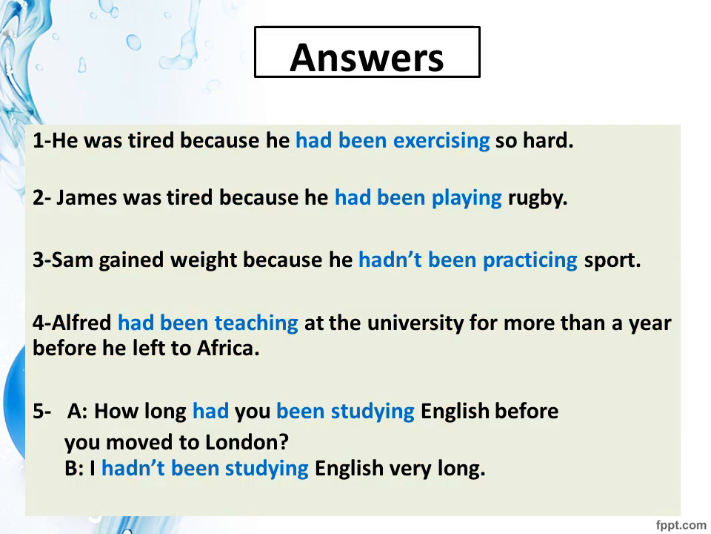Okay, here are the answers to the exercise. 1. He was tired because he had been exercising so hard. 2. James was tired because he had been playing rugby. 3. Sam gained weight because he hadn't been practicing sport. 4. Alfred had been teaching at the university for more than a year before he left to Africa.